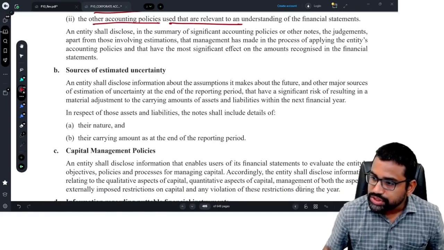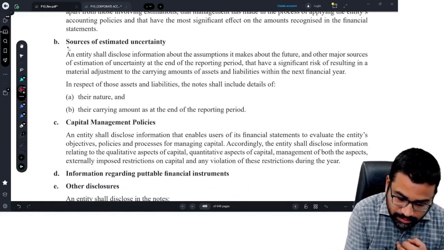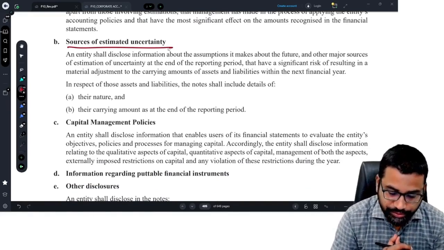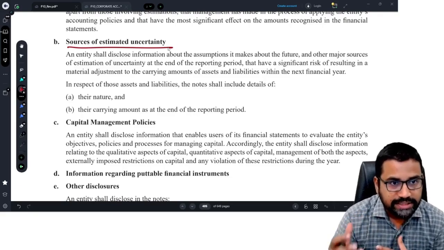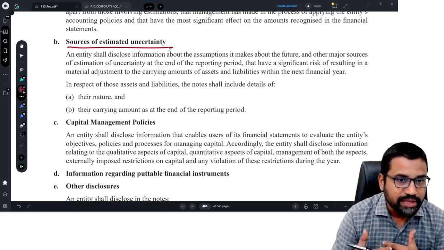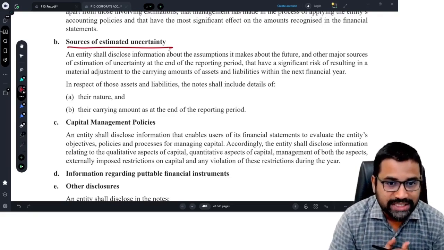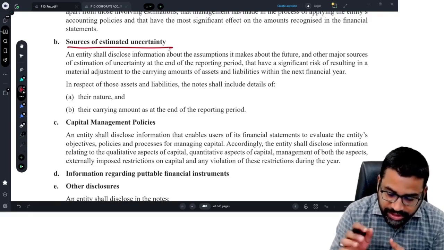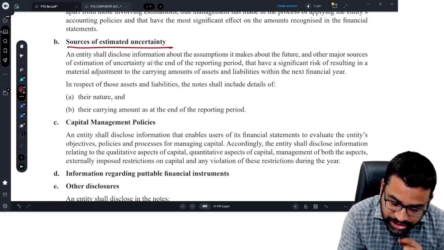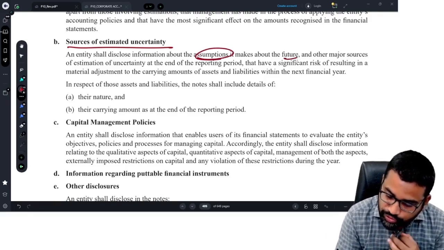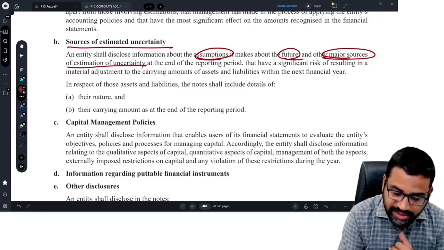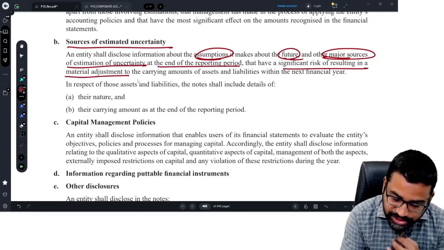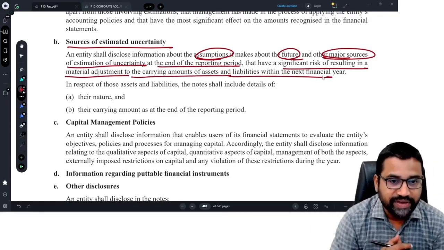And also next, sources of estimation uncertainty. Suppose, for example, if you are making any estimations relating to any assets or any liabilities, sometimes we make some estimations, right? Accounting estimates. So based on what information you are making these estimations, the entity shall disclose. The entity shall disclose the assumptions it makes about the future and other major sources of estimation uncertainty at the end of the reporting period that have a significant risk of resulting in a material adjustment to the carrying amount of assets and liabilities within the next financial year.